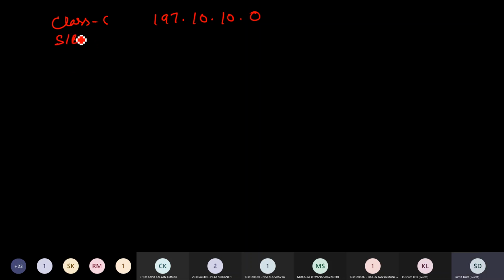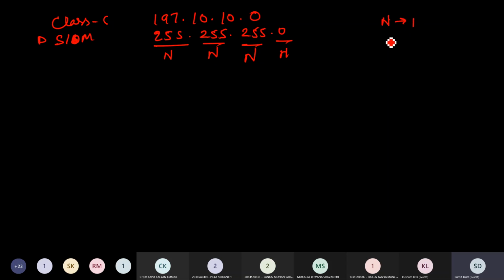Subnet mask, sorry, let me write it. Default subnet mask will be 255.255.255.0. So it means here we are telling the machine that this is my network bit, this is also network bit, this is also network bit, and this is my host bit. Because all my network bits will be 1 and all my host bits will be 0.